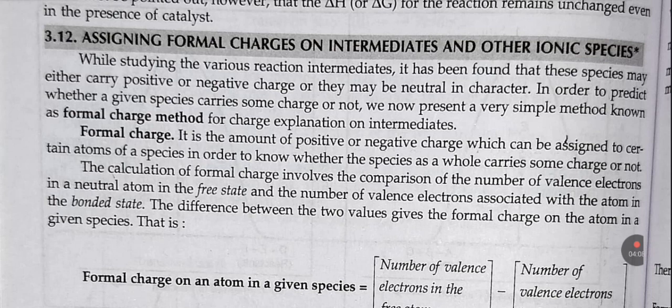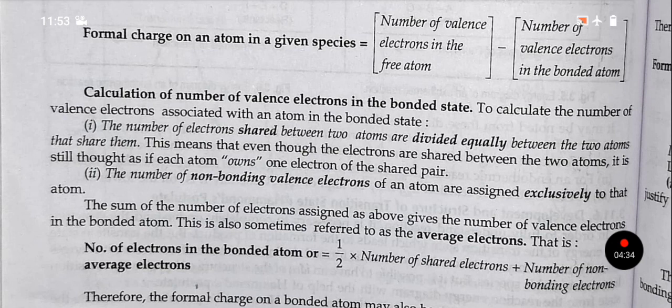The calculation of formal charges involves the comparison of the number of valence electrons in a neutral atom in the free state and the number of valence electrons associated with the atom in the bonded state. The difference between the two values gives the formal charge on the atom in the given species. That is, formal charge on an atom in a given species is equal to the number of valence shell electrons in the free atom minus the number of valence shell electrons in the bonded atom.